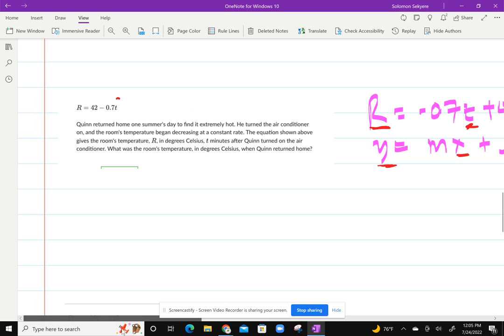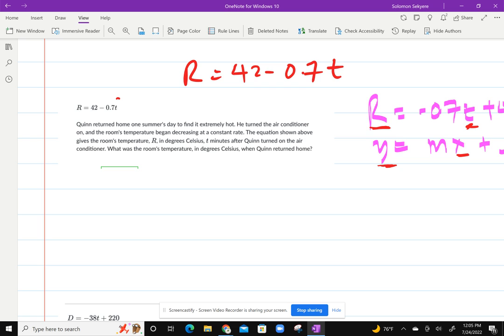So you are used to seeing this. This is written as r equals 42 minus 0.7t. This is your rate expression. So just rewrite this as r equals negative 0.7t plus 42, and then compare it to y equals mx plus b.